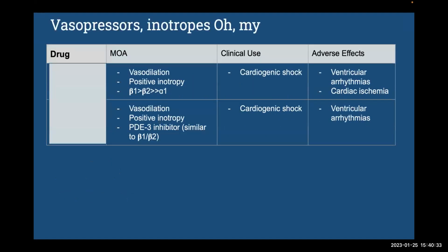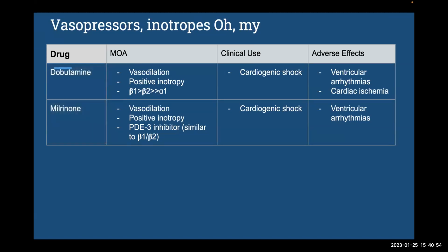Looking at these 2 drugs on the screen, which one do you think is which, if their clinical use is really for cardiogenic shock? I believe dobutamine is the first one, and then milrinone is the other one. Perfect. So big thing with dobutamine and milrinone, they're both vasodilators.